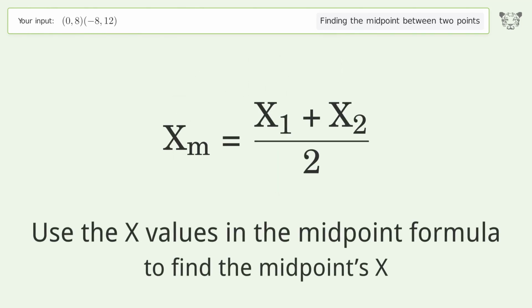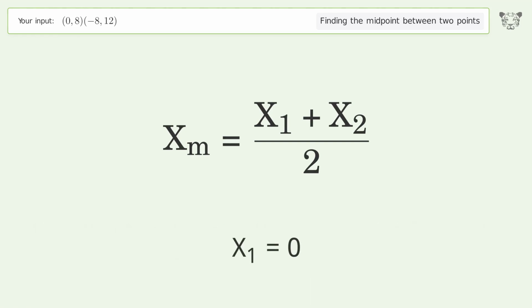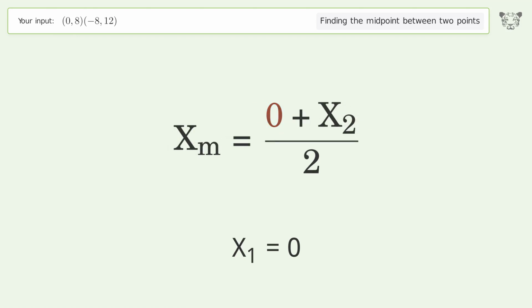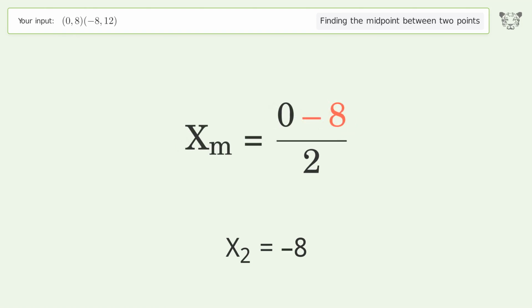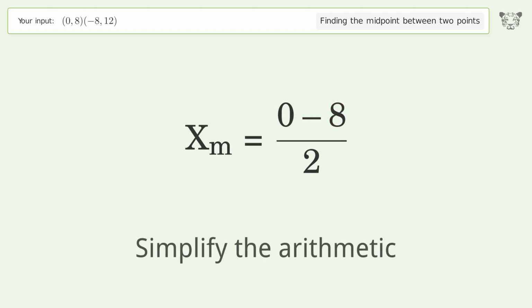Use the x values in the midpoint formula to find the midpoints x. x1 equals 0. x2 equals -8. Simplify the arithmetic.